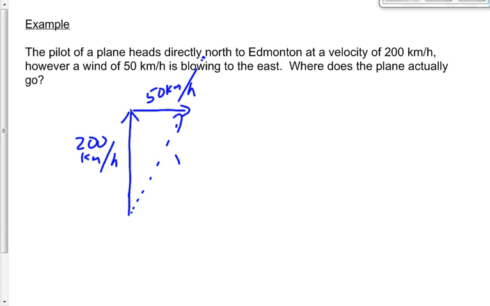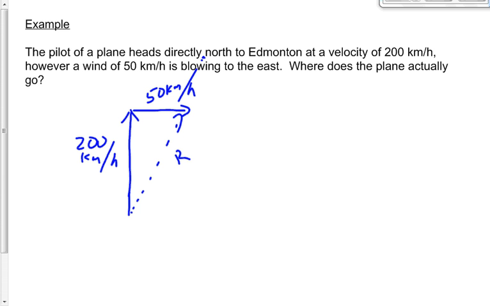This is where I go. I aim to the north. There's a wind to the east. You guys intuitively know this, right? Where do I end up going? Well, somewhere north and somewhere east. I end up in Lloydminster or something like that.